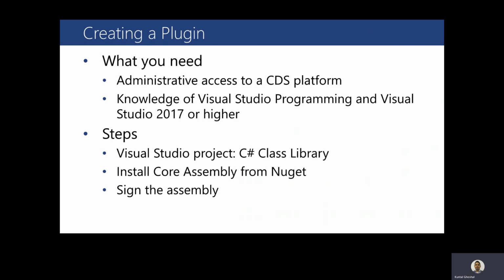Let us quickly talk about what you need to create a plugin. You need a class library. You need to install the Microsoft.CRM.SDK.Core assemblies from NuGet packages. You need to implement the IPlugin interface by editing the class. You need to sign the plugin. That's one of the requirements, to sign that assembly. And again, you need to deploy the plugin using the plugin registration tool. You also need to register a step. We'll talk a little bit about the step going forward.